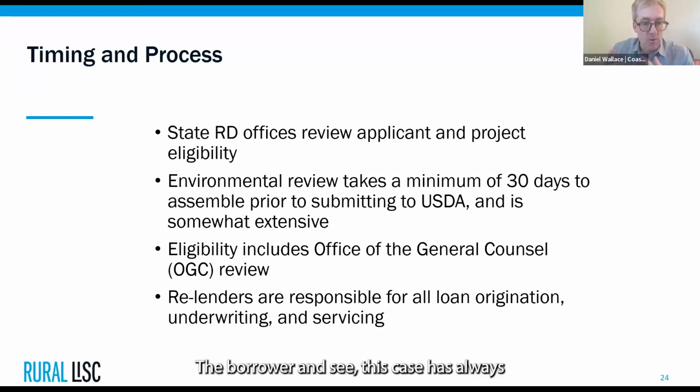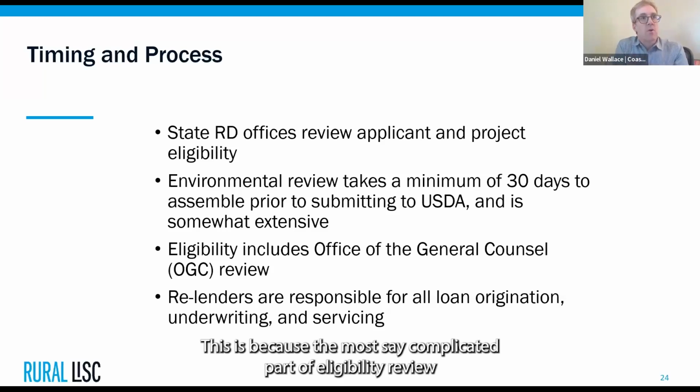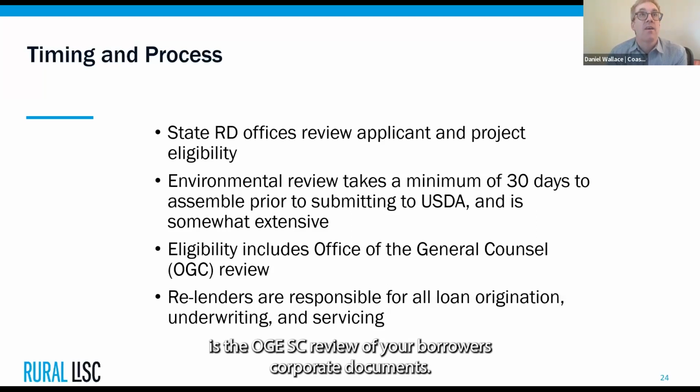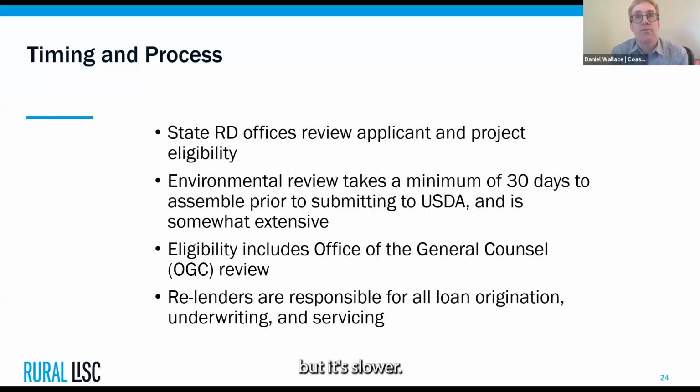The borrower in CEI's case has always been a nonprofit entity, always. So we also send along the organizational documents of the nonprofit entity. This is because the most complicated part of eligibility review is the OGC review of your borrower's corporate documents. Now, the lender is going to facilitate that interaction. But what is that?